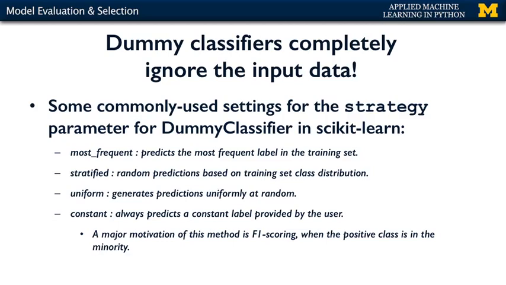So this in turn, as you'll see in a few minutes, will cause some important metrics like F-score to always be 0. So using the constant strategy, we can force a dummy classifier to always predict the positive class, even if it's the minority class in a set of classes. And this will lead to more meaningful computation of F-score.